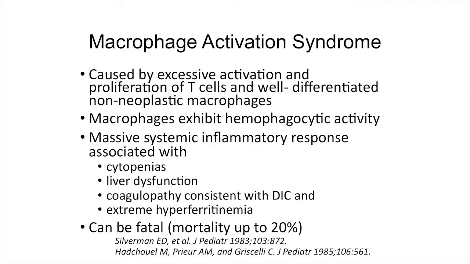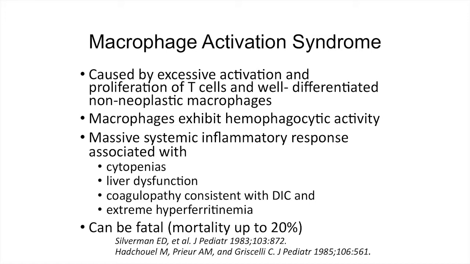clinical phenomenon caused by excessive activation and expansion of T cells and well-differentiated non-neoplastic macrophages. Most importantly, these macrophages exhibit hemophagocytic activity. The expansion of these cells leads to a massive systemic inflammatory response associated with cytopenias, liver dysfunction, coagulopathy consistent with disseminated intravascular coagulation, and very, very high serum levels of ferritin. It's a potentially life-threatening complication of systemic JIA, and the reported mortality rates still reach 20% in the pediatric literature.